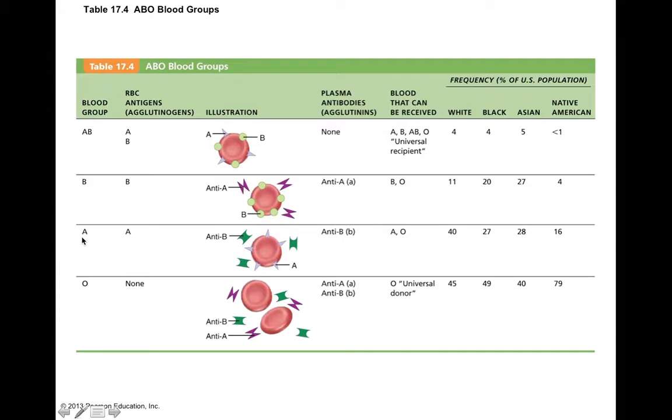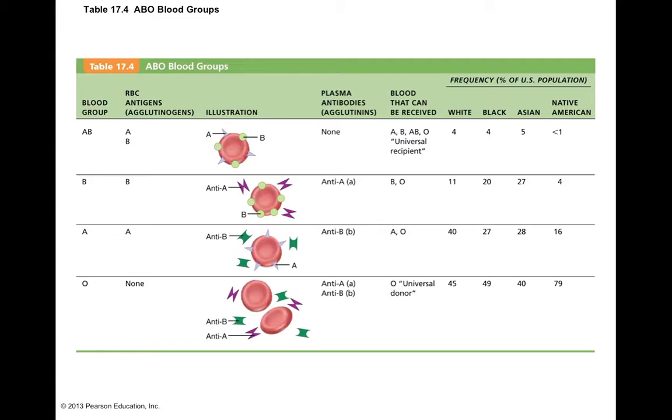Good. How about if you have type A blood, you guys? What type of antibodies are you going to create? Anti-B. Very good. So if you have type A blood, could you receive blood from someone who had type AB blood? No, because the B would react, right? Could you receive blood from someone who had type O blood?